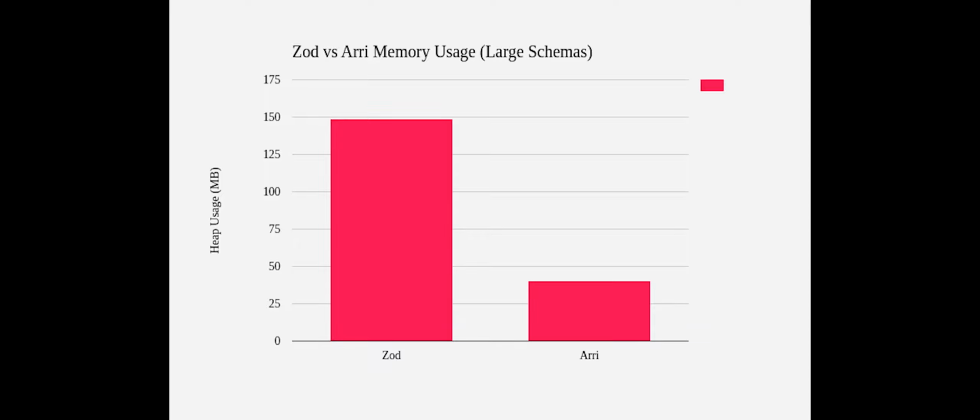While Arri here is sitting at like 35 to 40 megabytes. Okay. This is a significant difference and it adds up, right? The more resources you allocate, the more things are going to cost. So now let's look at some benchmarks.